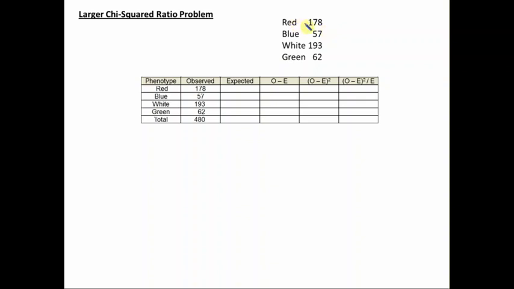And we have observed data. We have 178 red, 57 blue, 193 white, 64 or 62 greens. Now I've already put them down here in my observed column. The question is, what about my expected?